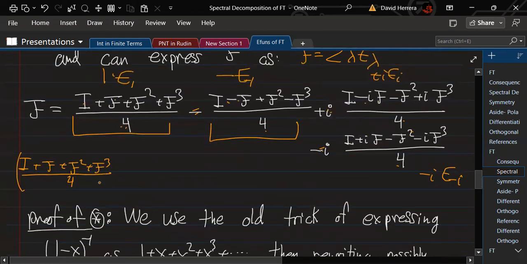So if we took this thing and squared it, it's going to be kind of a mess. So I'll just expand this thing out really big. So this is 16 here. Now squared. So we have I times I, that's I.